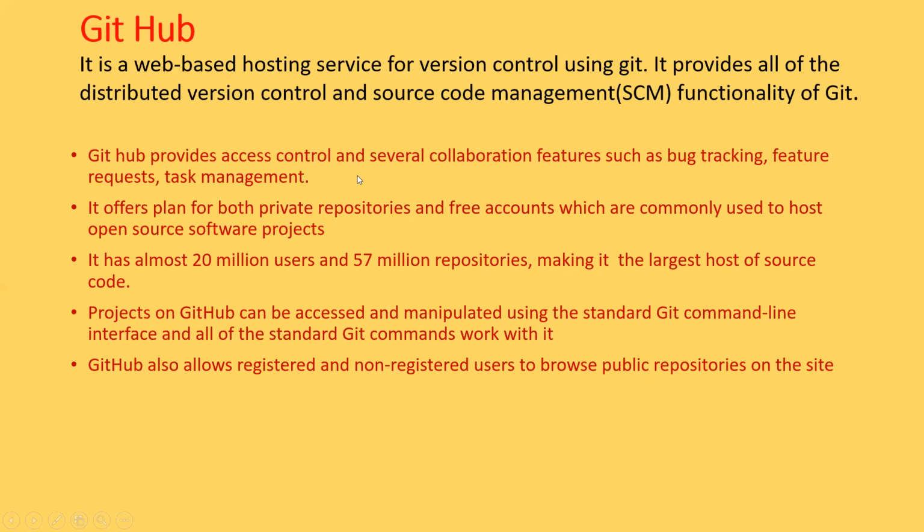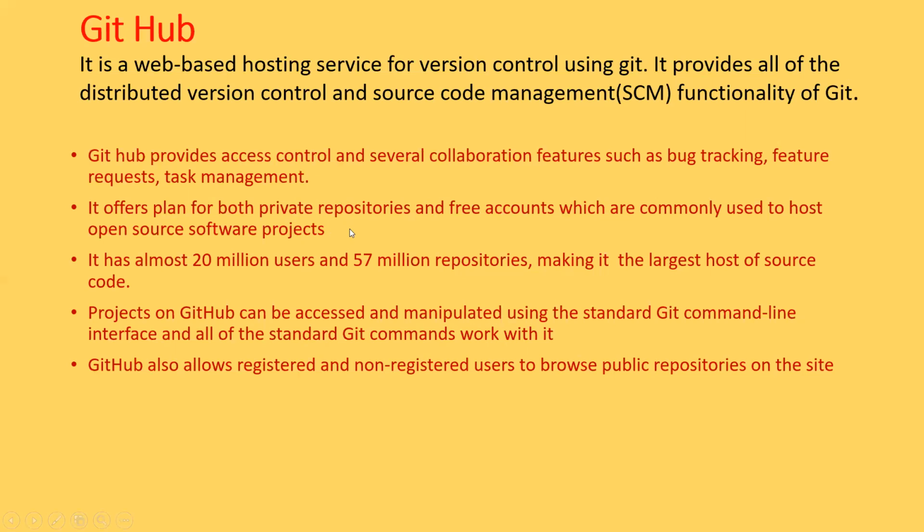GitHub provides access control and several collaboration features such as bug tracking, feature request, task management. So apart from hosting of your Git, it has some other access control and several collaboration features called bug tracking, feature request. When we look at GitLab, we have issue tracker and issue board. Similarly, we have bug tracking and feature request, task management boards in GitLab.